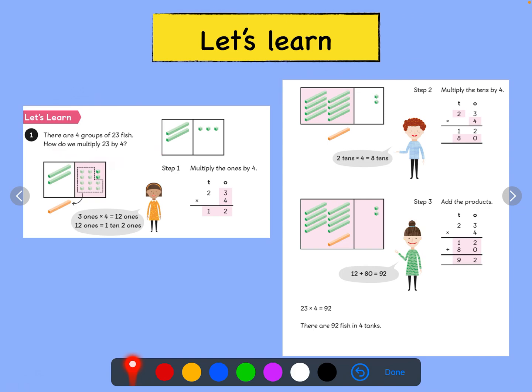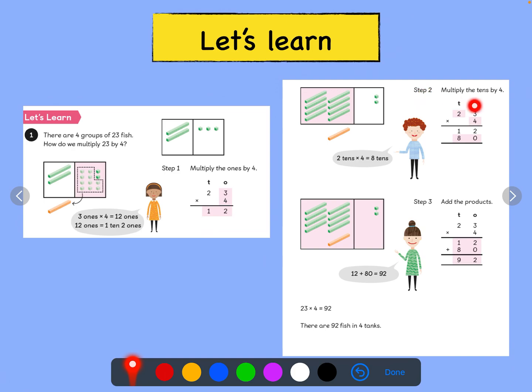If you remember from your last lesson, we know that we have to multiply the 1s by 4 and then we have to diagonally multiply our 10s by 4. So step 1 is multiply the 1s by 4. So we use our column method, our 10s and our 1s, 23, 2 10s, 3 1s, and we put our 4 under our 1s section. 3 times 4 is 12. Now we know that we cannot have 12 1s. We know that 12 is 1 10 and 2 1s. So we put our 1 10 under our 10s and our 2 under our 1s.